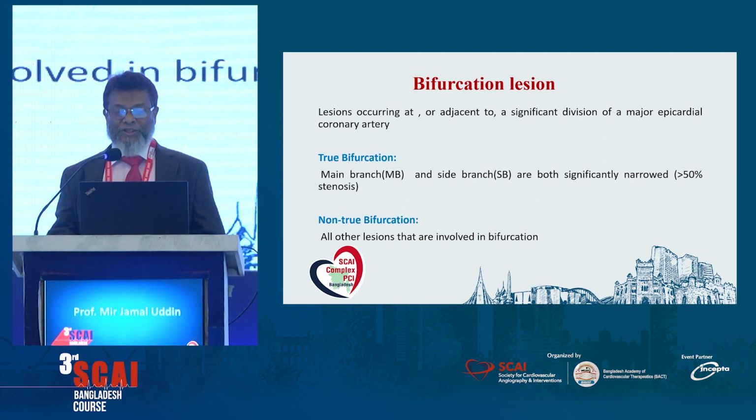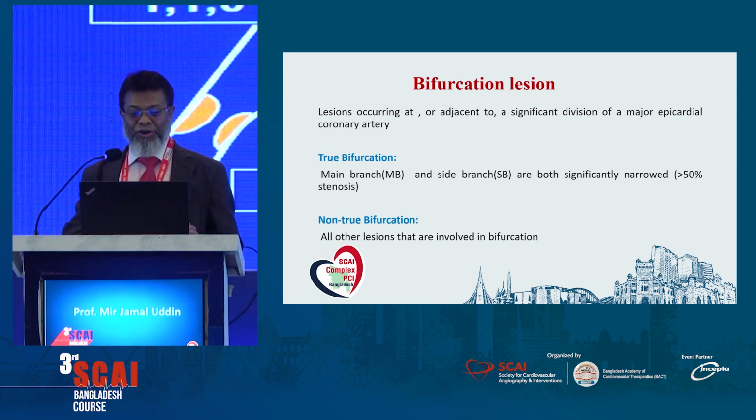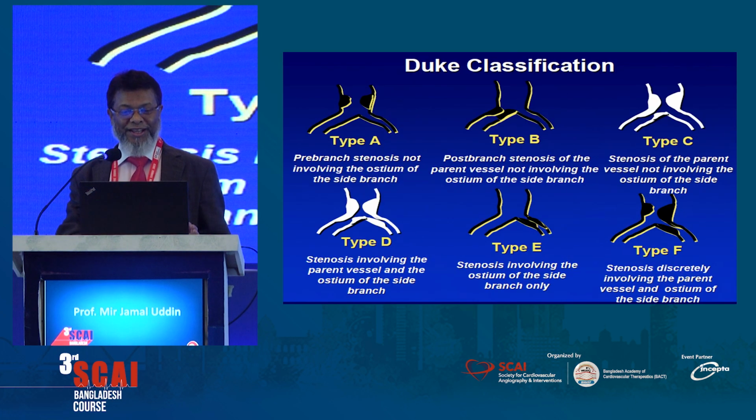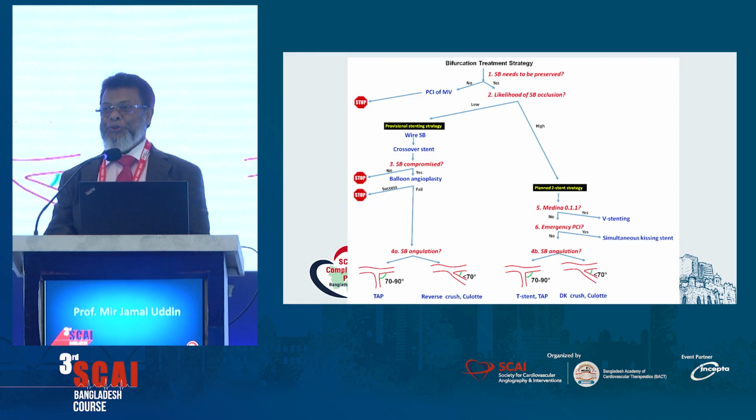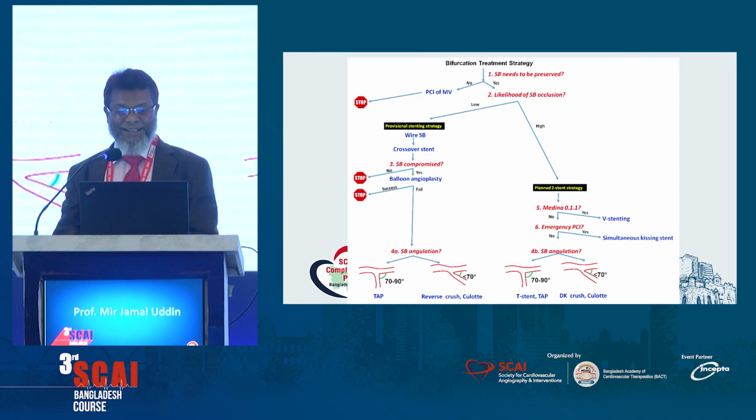As you know, bifurcation lesions are at or adjacent to a significant division of a major epicardial coronary artery, and there are true bifurcation and non-true bifurcation, all shown in this classification. This picture has not been shown, and that is why I have kept it here.